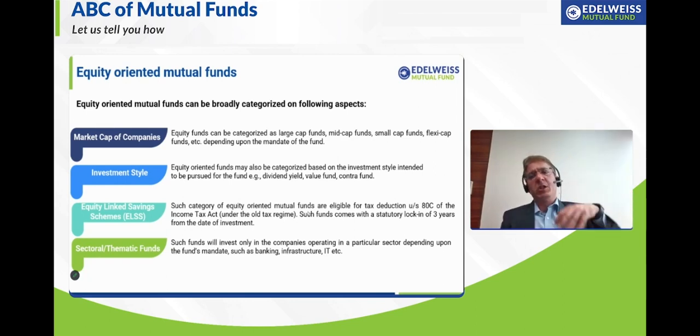Then there is something known as equity-linked savings schemes, which come under the tax deduction allowed under 80C, for the old regime, of course. Over here, your investment has a lock-in of 3 years. It is invested predominantly in equity and equity-related instruments with a 3-year lock-in. So that's how ELSS works.